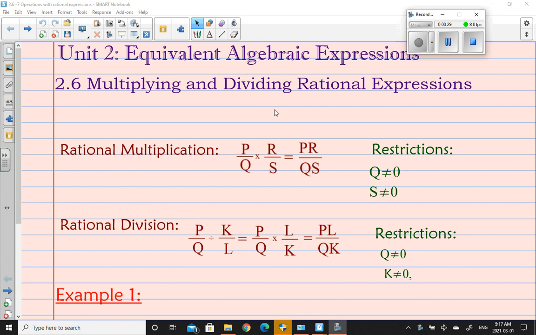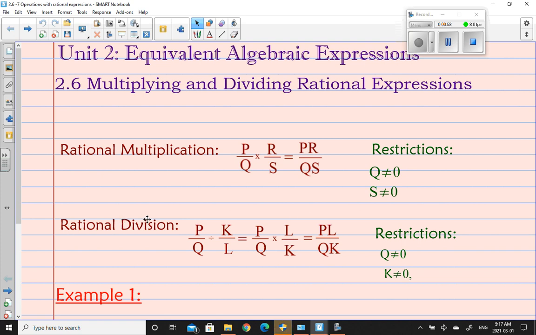When you have a rational function, the multiplication is such that if you have a rational expression, p over q multiplied with r over s, then you can multiply numerators together. It's p times r divided by q times s, where the restrictions are that q cannot be equal to 0 or s cannot be equal to 0.